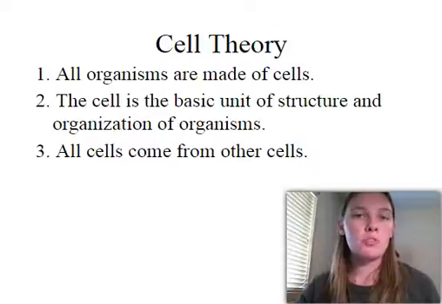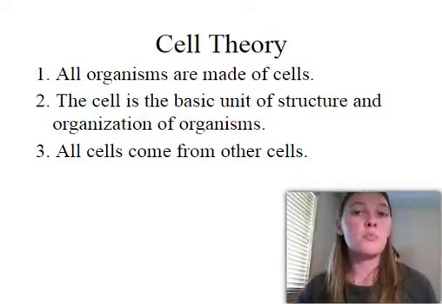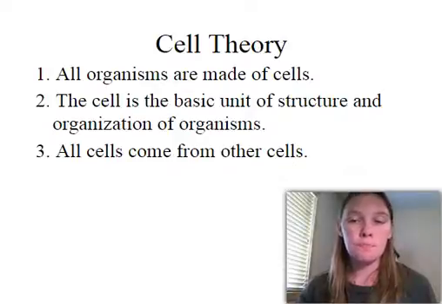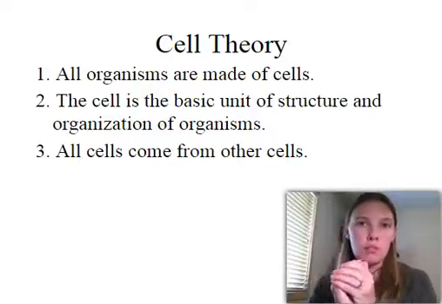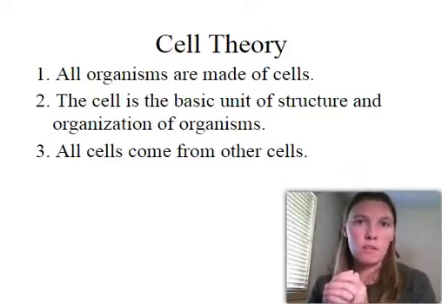We have the cell theory, which is made up of three parts. That all living things are made up of cells. Scientists have found that every living thing is made of at least one cell. Now the type of cell may be different, but all of them have at least one cell that makes them up. The other thing is that cells are the basic unit of structure and organization in organisms. So basically that's the smallest level you can get to and still have something that's considered living.